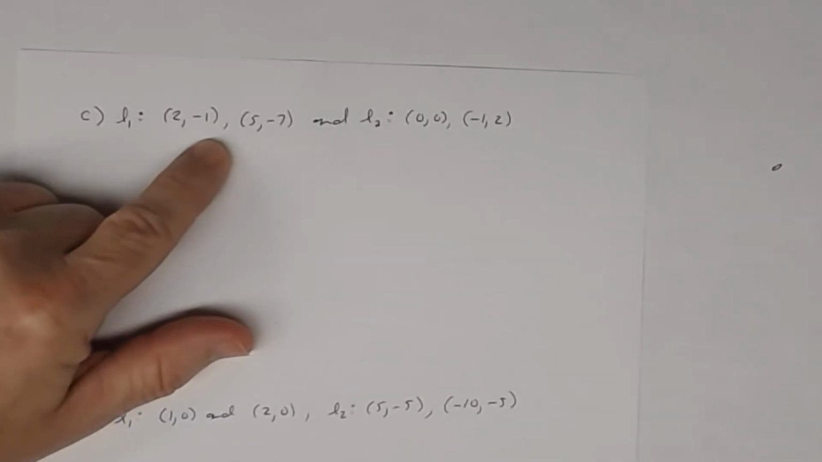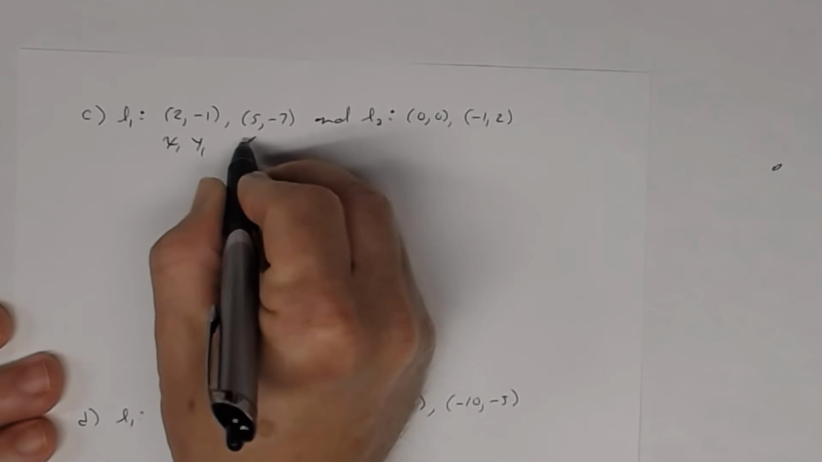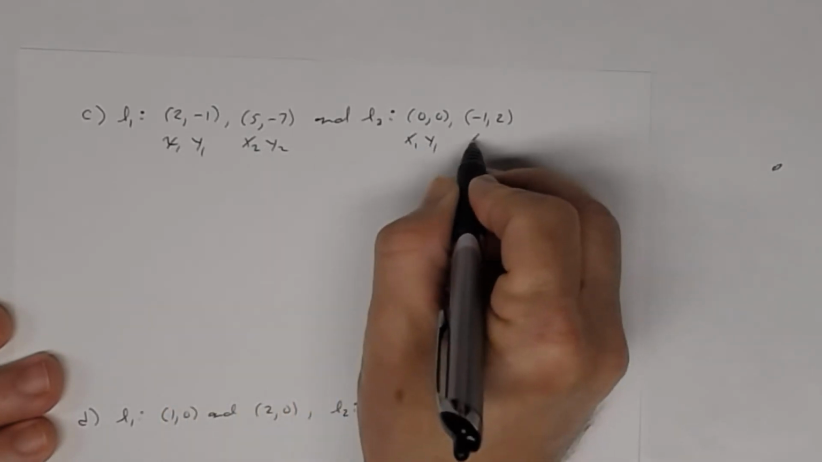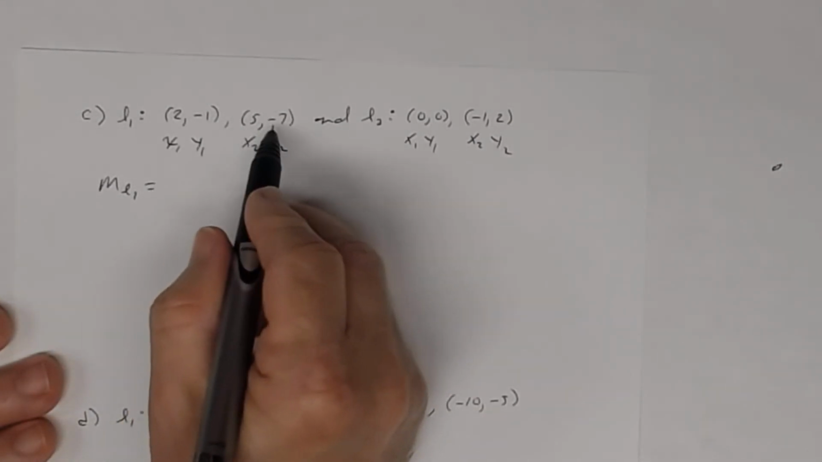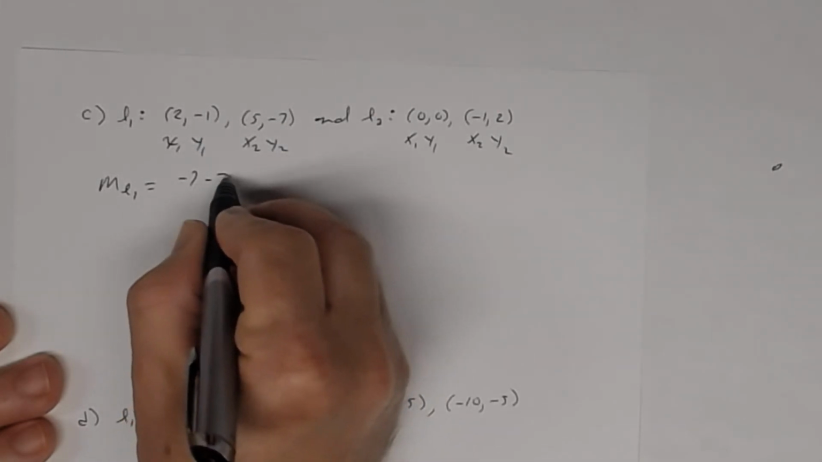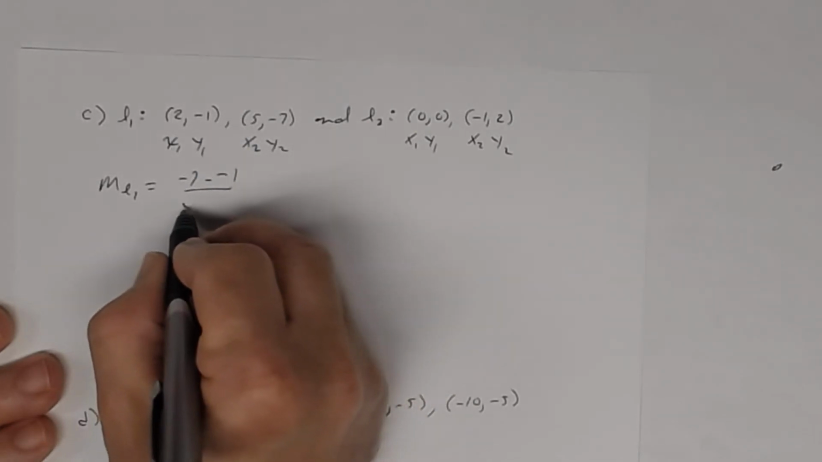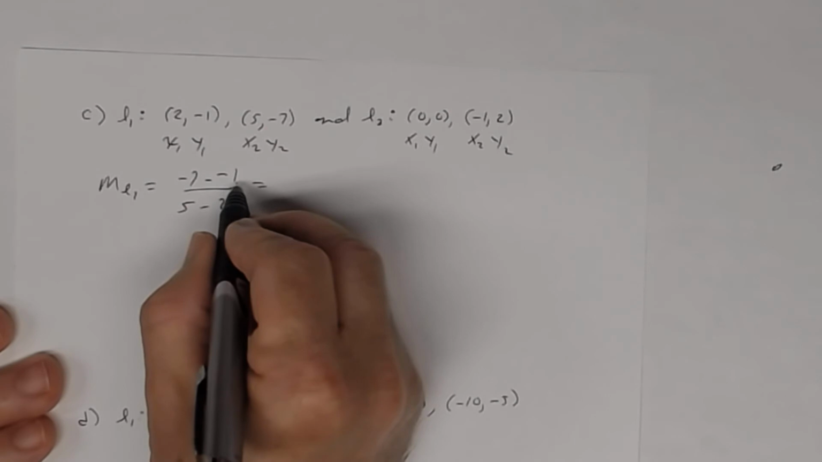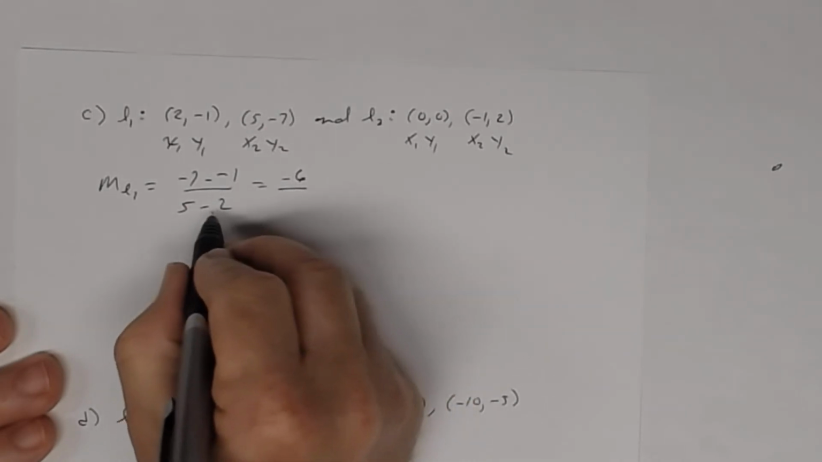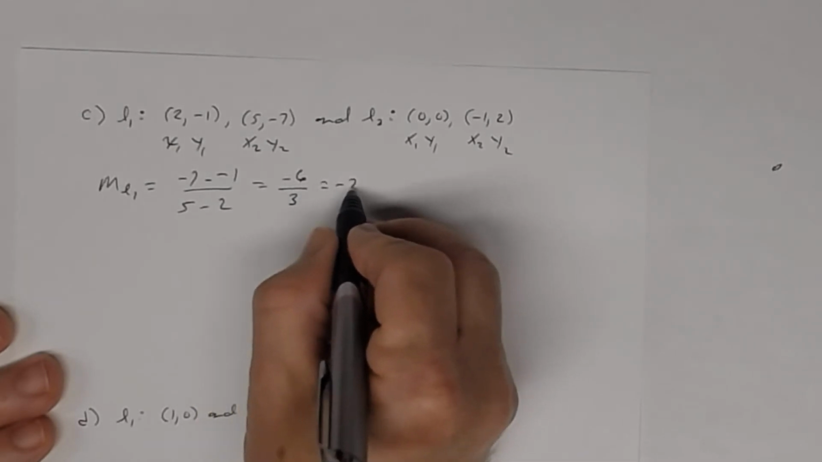Let's look at C. In C, you have line 1 containing those points and line 2 containing those points. So again, let's go ahead and label these. It helps. x1, y1, x2, y2. So the slope of line 1 equals, we're going to subtract the y coordinates: negative 7 subtract a negative 1. Make sure you're careful with that. Since I started with y2, I must start with x2: 5 subtract 2. Negative 7 subtract a negative 1 means negative 7 plus 1, which is a negative 6. 5 subtract 2 is 3. Reducing this, negative 6 divided by 3 is a negative 2.